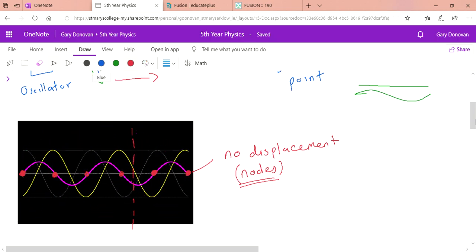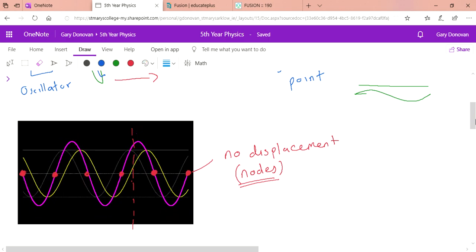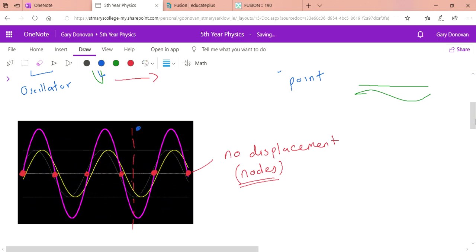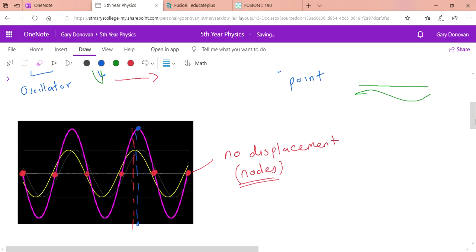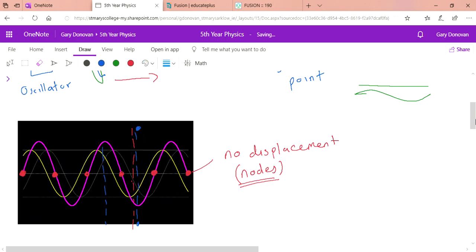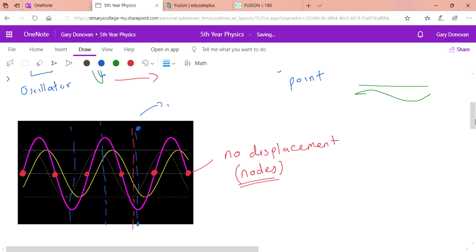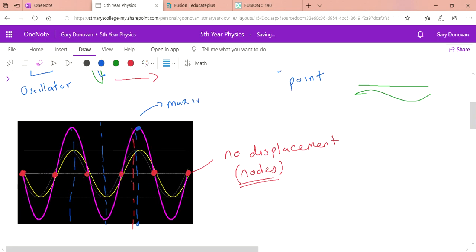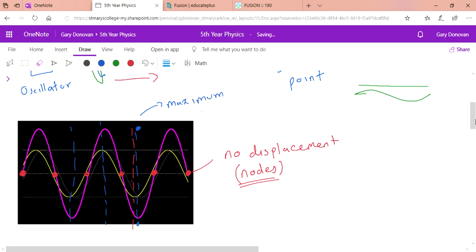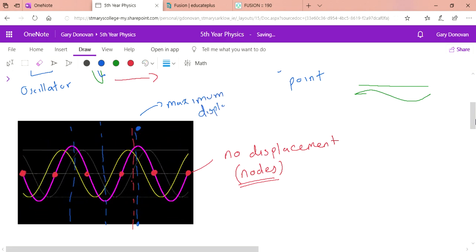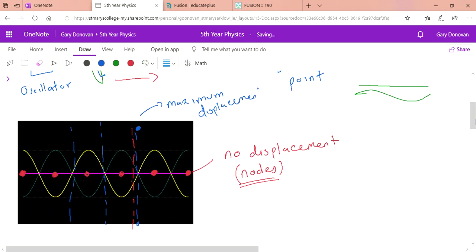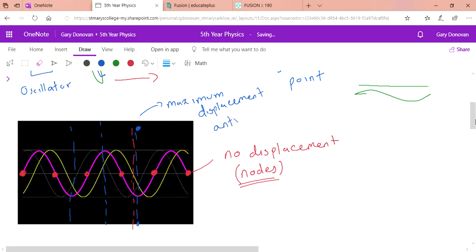The opposite then of the nodes are this point here and this point here, or this line I should say, and the same for this line here and this line here. At those points, you always have maximum displacement. So the two waves always constructively interfere to give you a much, much bigger wave. And those points are called antinodes.